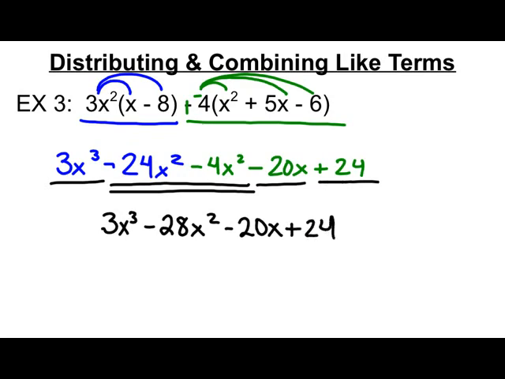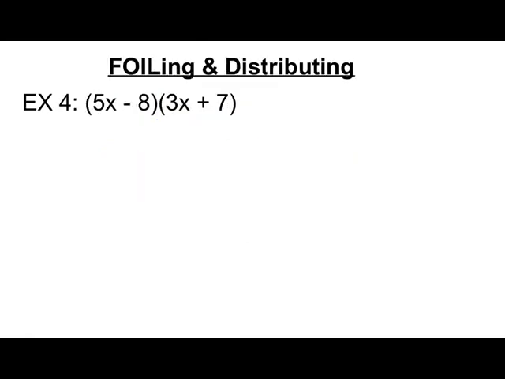Now I cannot combine those because none of my x's are to the same degree or power. And 24 doesn't even have a variable with it. So the answer is 3x cubed minus 28x squared minus 20x plus 24.